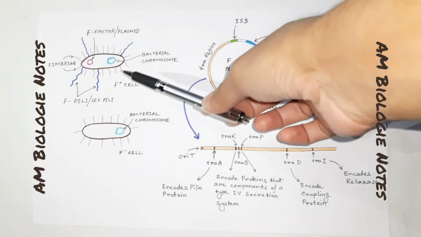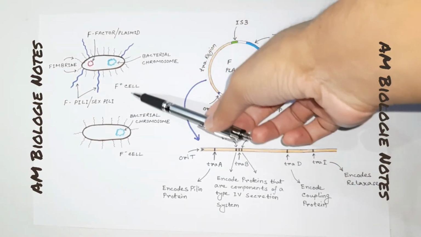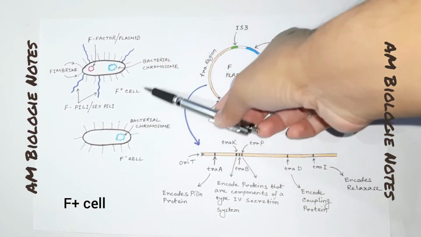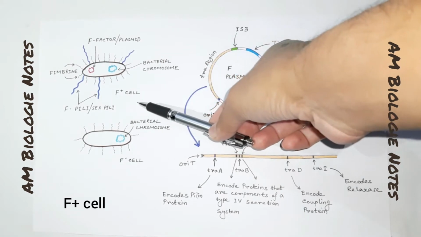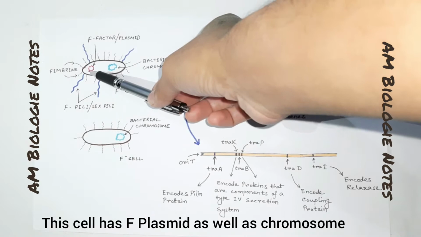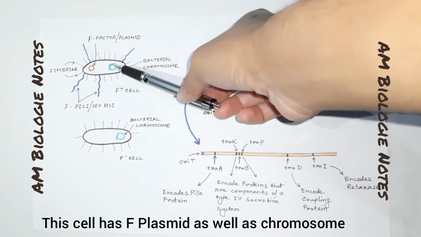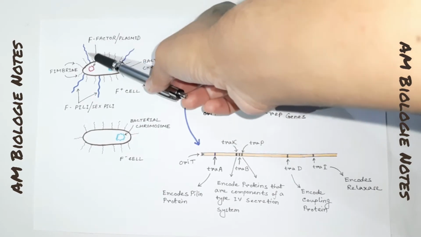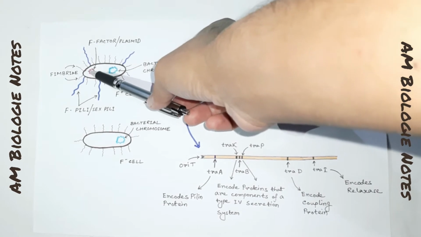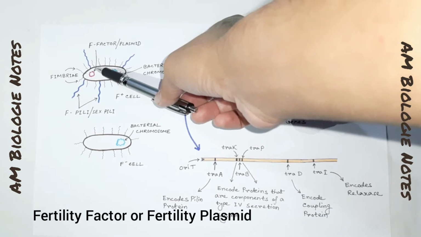Before we proceed to the conjugation process, I will focus on the F plus and F minus cell. This is an F plus bacteria or cell. Now, why is this called F plus? Because this cell possesses an F plasmid as well as chromosomal DNA. F denotes fertility. So, F factor indicates fertility factor, or we can say F plasmid.